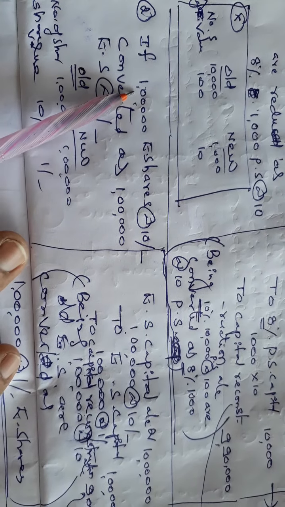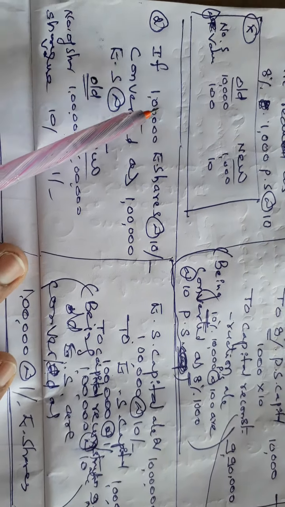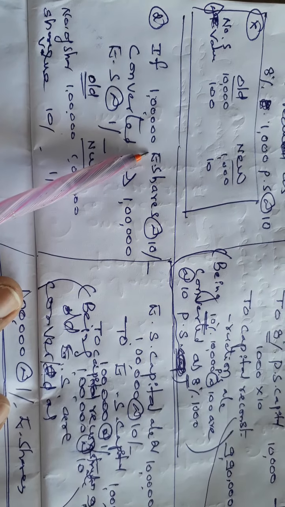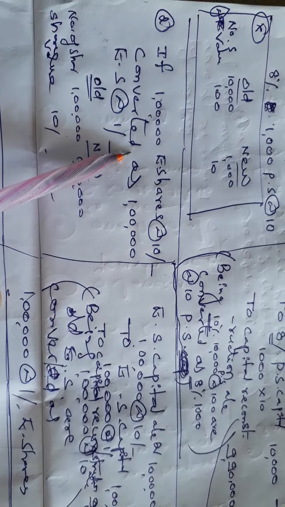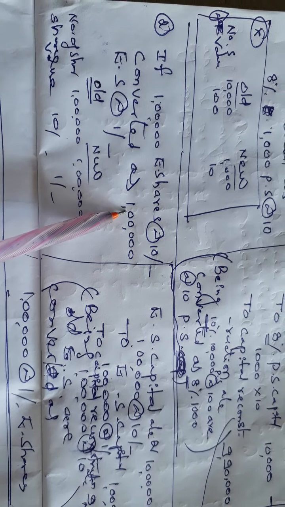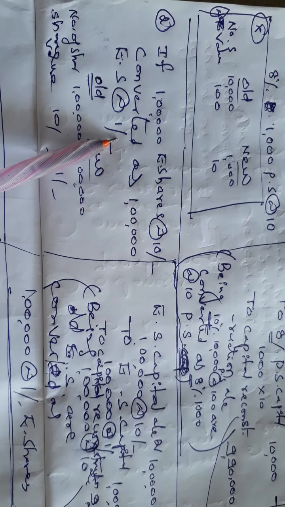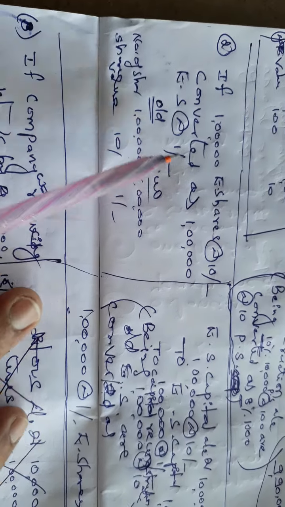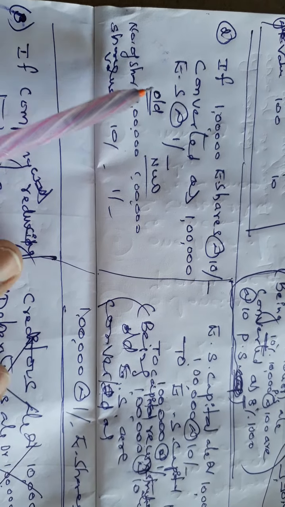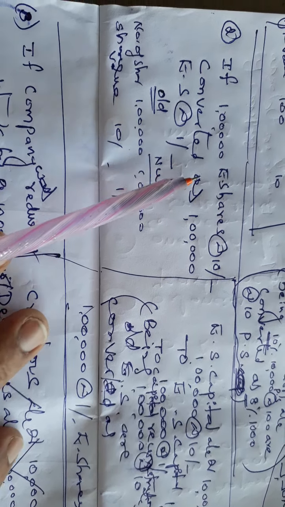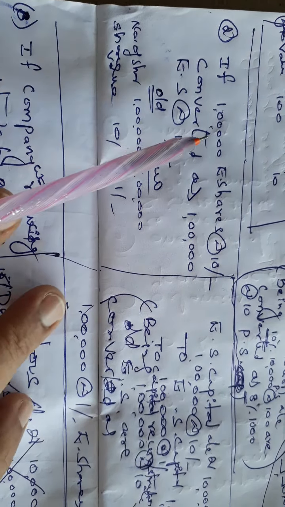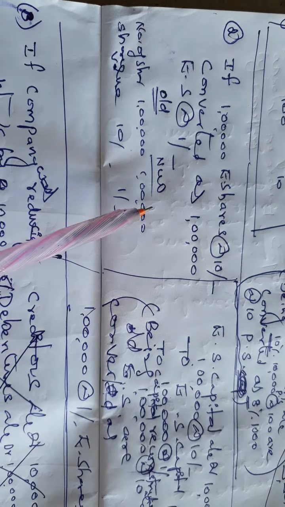Take one example, Nana. In my present example, the old company has 1 lakh equity shares, each one 10 rupees. Now this company decides to convert them into 1 lakh new equity shares, each one 1 rupee. So that you understand, Nana, I am showing it here. Old number of shares is given as 1 lakh, new number of shares also 1 lakh.